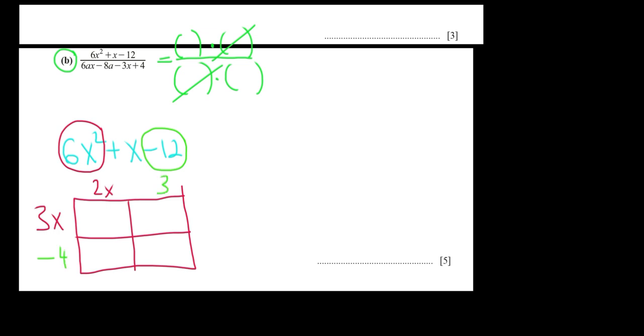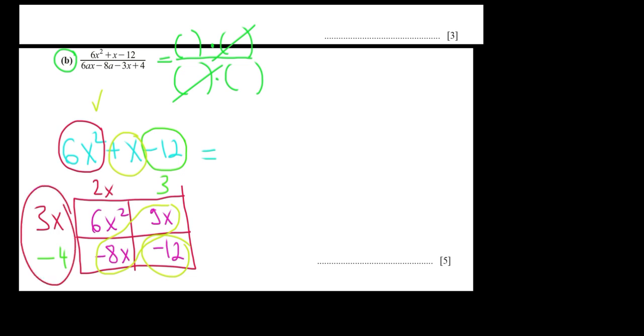Then I start multiplying all these terms between themselves. 3x times 2x, that's 6x squared. 3 times minus 4 is minus 12. 3x times 3 is 9x, and 2x times minus 4 is minus 8x. So 9x and minus 8x together is just 1x, which is here. 6x squared is there, and then minus 12 is there as well. That means we factorize this correctly: 3x minus 4, 1 bracket, times 2x plus 3, a second bracket. So that's good. That's already halfway through.